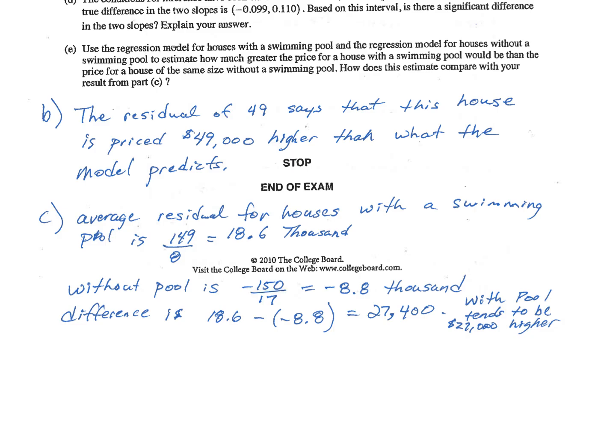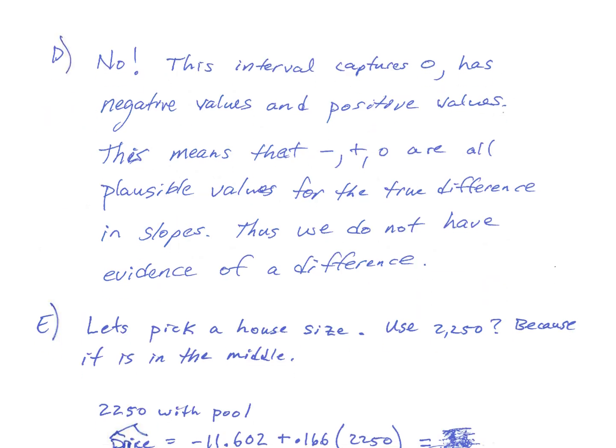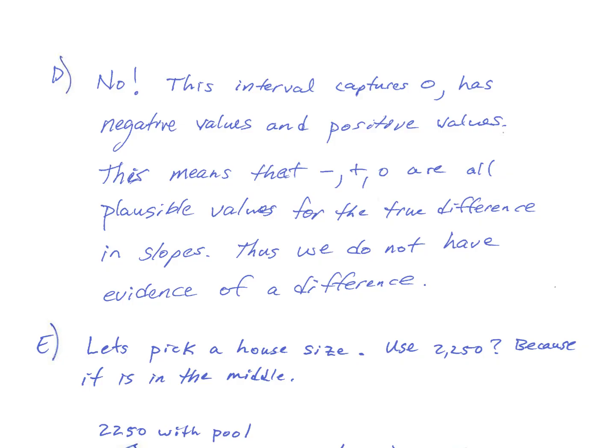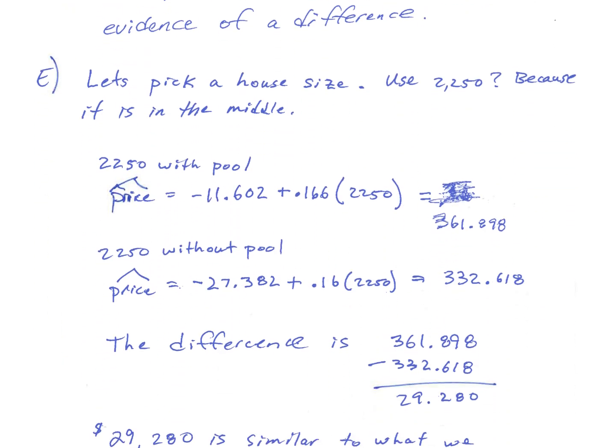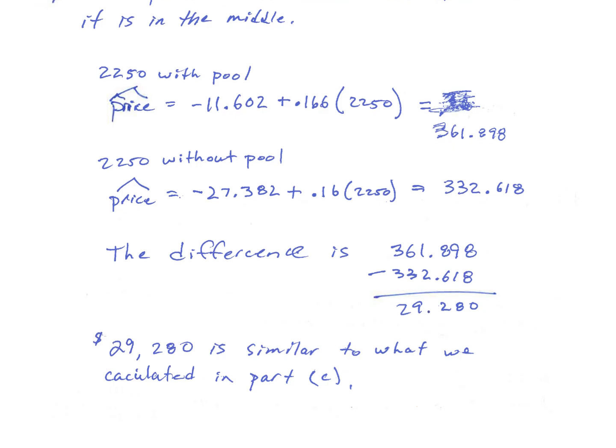I am so sorry. I will get through this quicker. We should have said no in D because the interval has 0 in it. And then that's what we got for part E. Okay, can I move on real quick? Any questions on that?